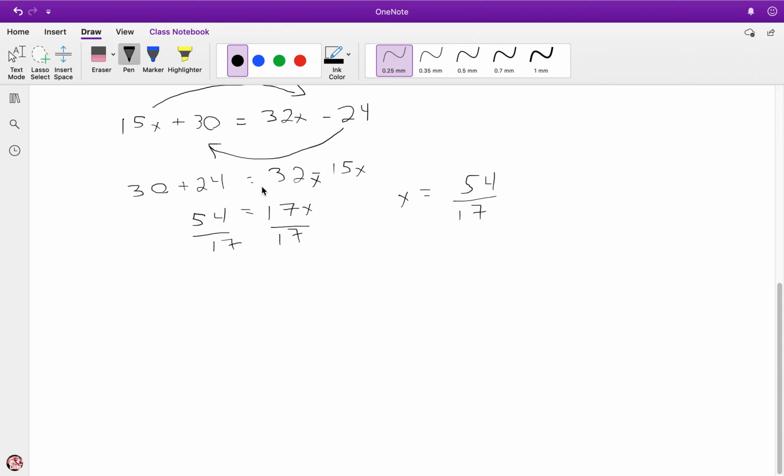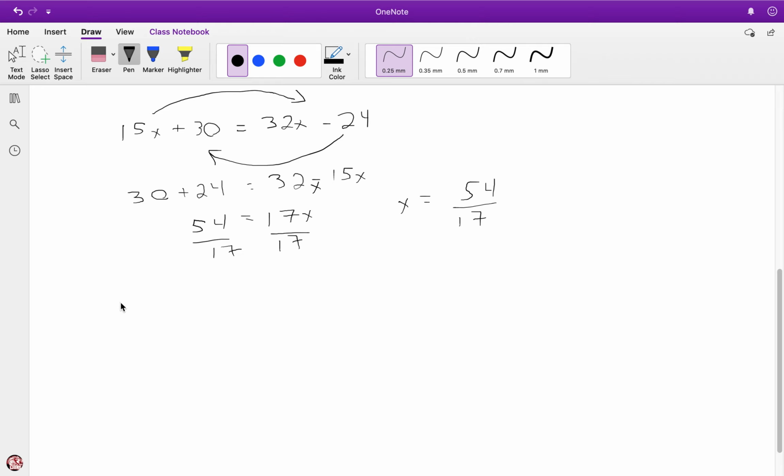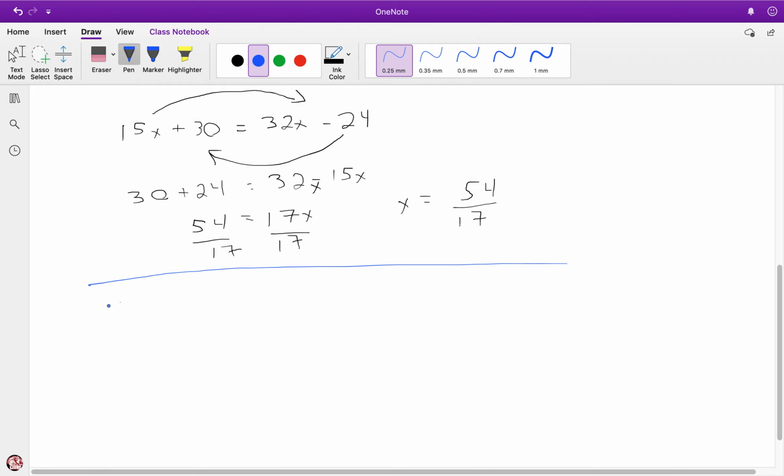So that's level 1, next step. I'll do this one in blue, so it's a little bit different. So now we have this one. 4x plus 2 over 3 plus 2x plus 1 over 2 equals 4x minus 2 over 4.